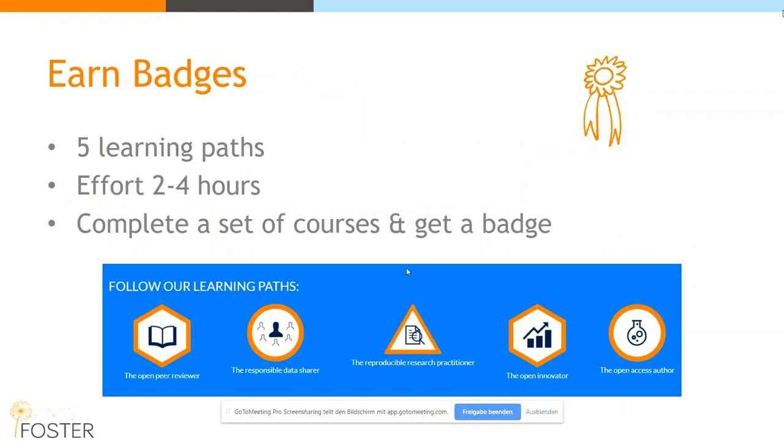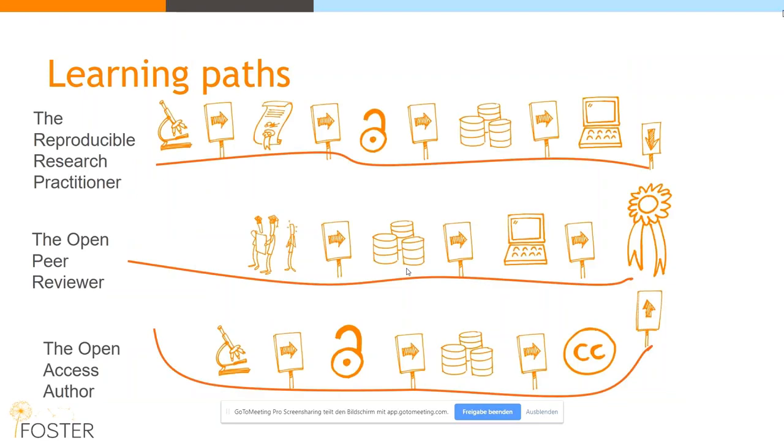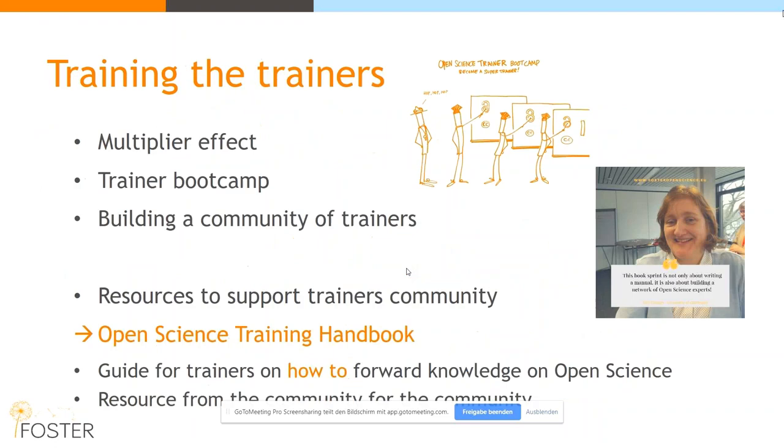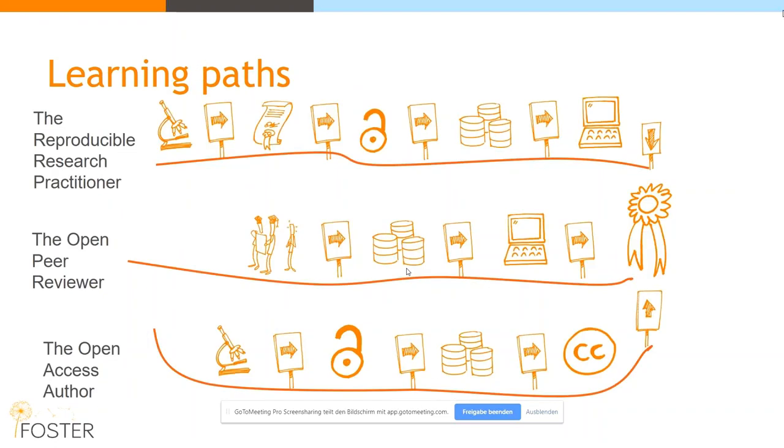We developed five different learning paths. These pathways are recommendations of an order of courses that you can take to, for example, become an open access author or an open peer reviewer. Here are just three examples of how these pathways could look. For the open access author, you would take the courses what is open science, what is open access publishing, research data management and sharing, and open licenses.